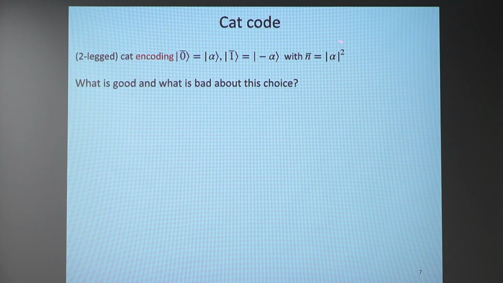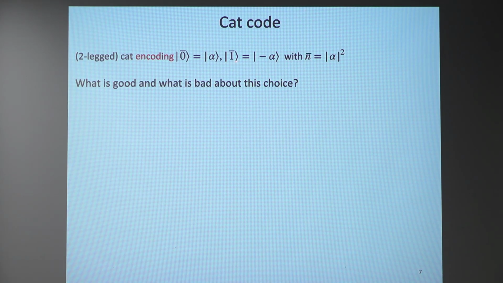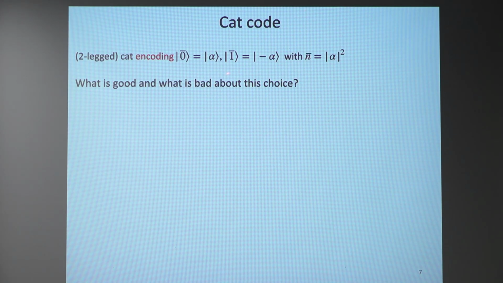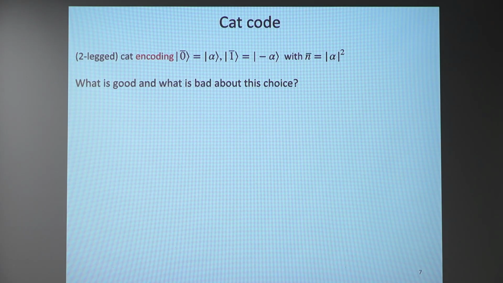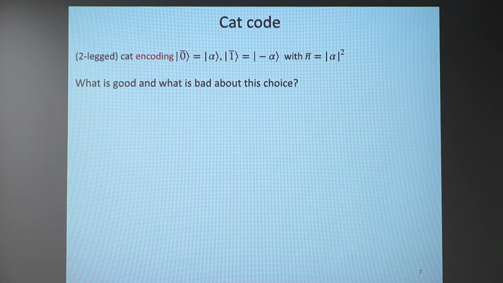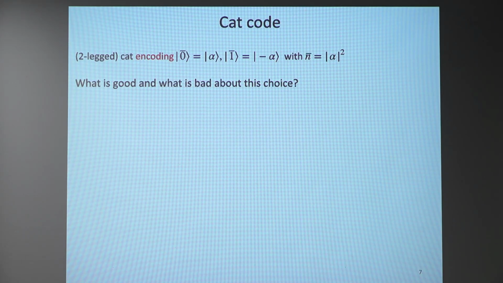Now, for coherent states, alpha is a complex number, so let me take it to be real, for example. It is also characterized by a certain number of photons. If I look at this state and the expectation value of the A dagger A operator, that's the average number of photons. Okay, so what's good and bad about this choice? Do you have any thoughts? What could be good? What could be bad?